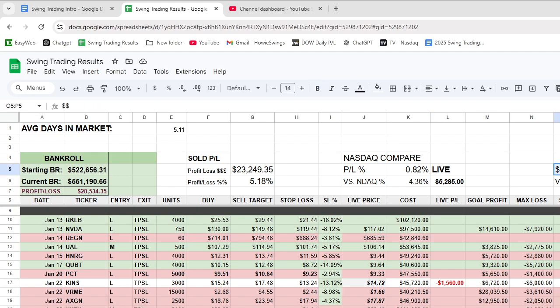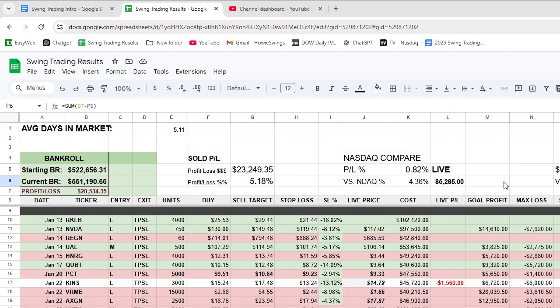And then over on the right hand side, what is this 4200? Let me just look here. This is how much money I would be up if I just put it all in an index fund on the NASDAQ, assuming no trading costs or anything. And this is how much money I'm up compared to the NASDAQ.